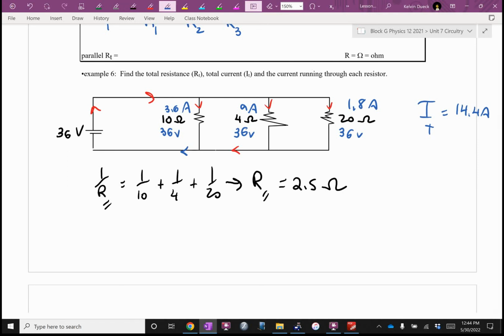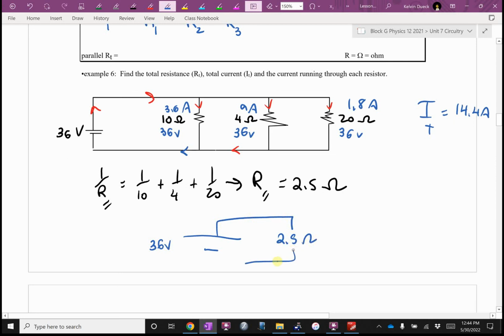So here's what I'm arguing then. The mathematically equivalent circuit looks like this. 36 volts, 2.5 ohms. If you go 36 divided by 2.5, do you also get 14.4? I hope you do. Okay? So there is not an algebraic proof, but at least a numerical proof that that's how you can combine resistors in parallel. We got the same answer as we got by just using Kirchhoff's laws.